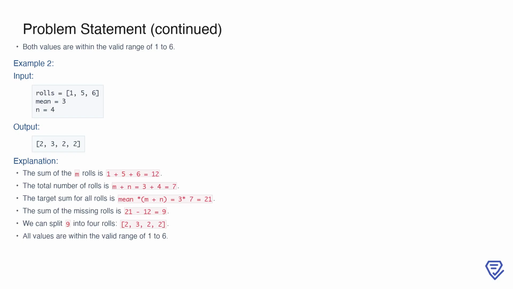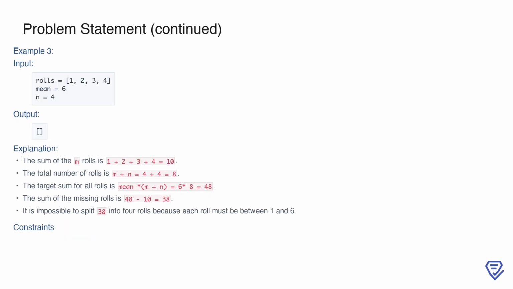The target sum for all rolls is calculated as mean * (m + n) = 3 * 7 = 21. Subtracting the sum of the given rolls from the target sum gives us the missing sum: 21 - 12 = 9. This sum needs to be divided among the 4 missing rolls, and one possible distribution is [2, 3, 2, 2]. Each value is within the valid range of 1 to 6, so this is a valid solution.